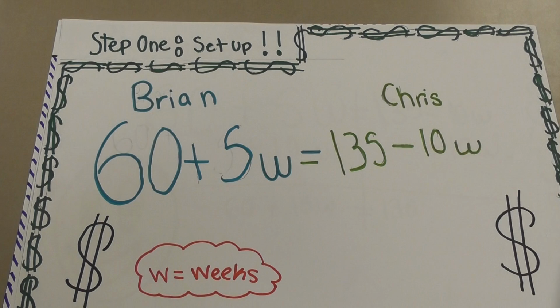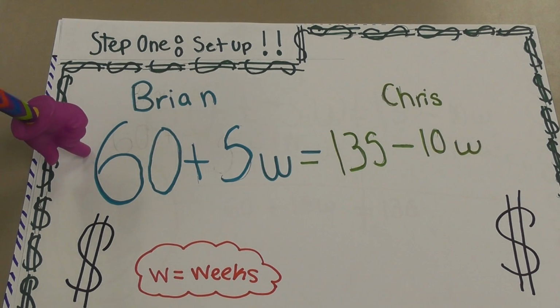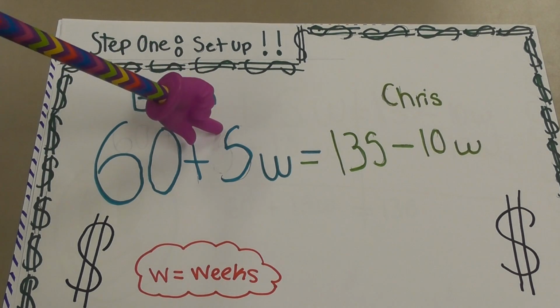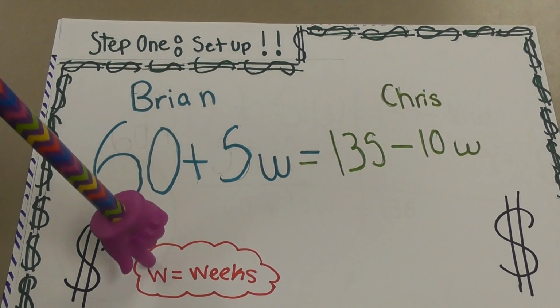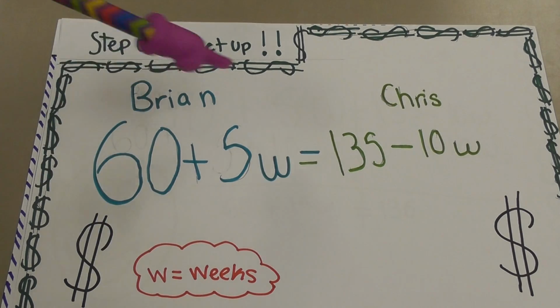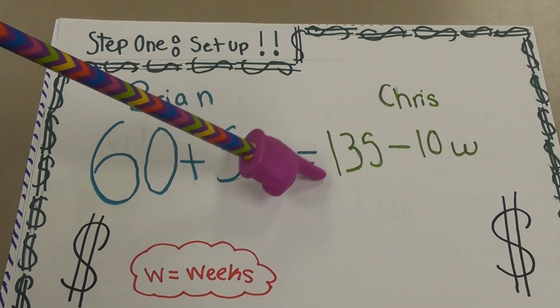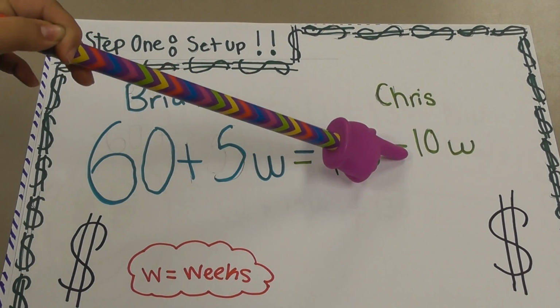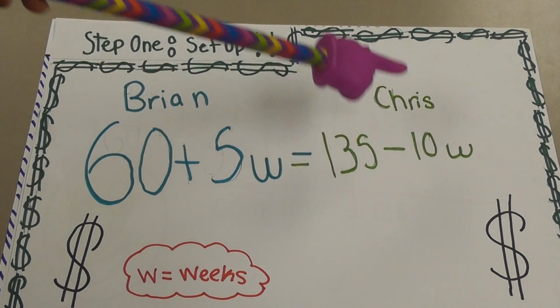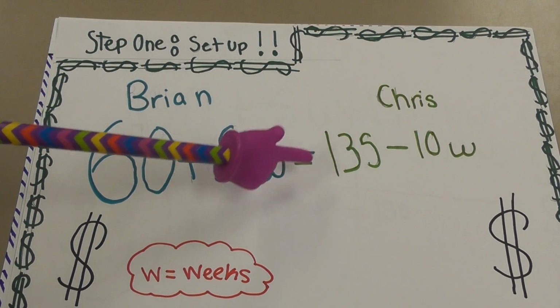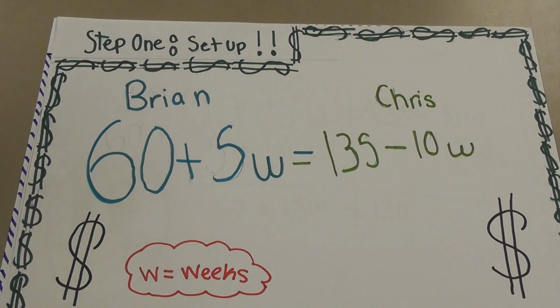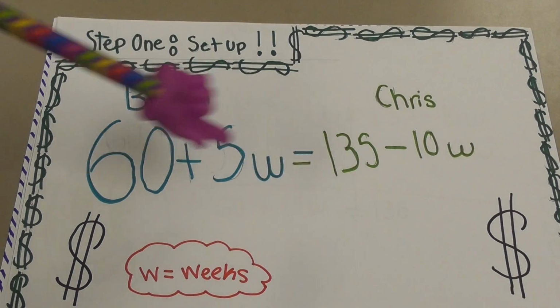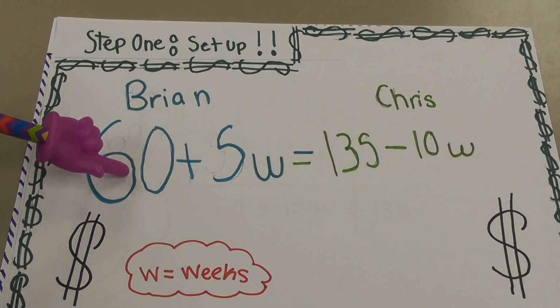So here is our equation. Brian's side of the equation would look like this: 60 plus 5W, because he has $60 and is adding $5 each week. W represents weeks. Chris's side of the equation would look like this: 135 minus 10W, because he already has $135 in his savings account, but is spending $10 each week. We put an equal sign between the two expressions, since we're trying to find out how many weeks it'll take for the two to be equal in the amount of money that they have in their savings accounts.